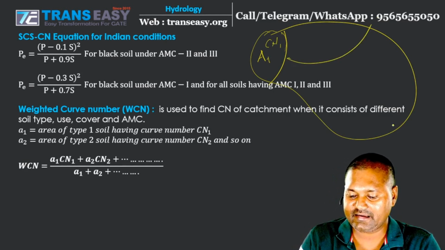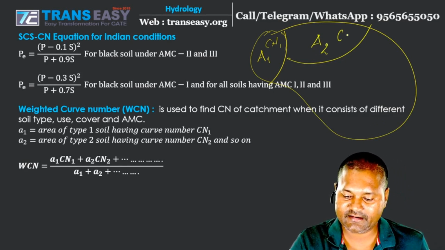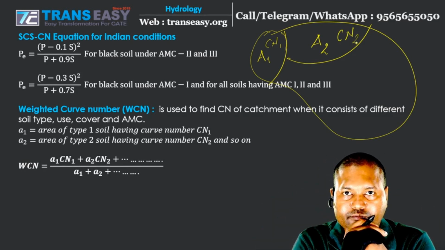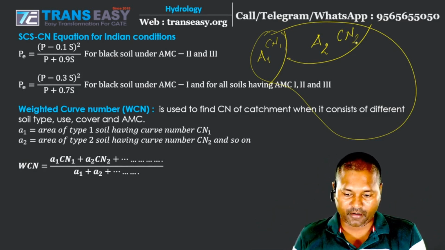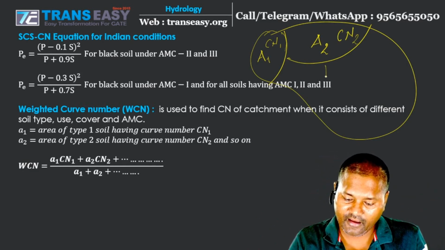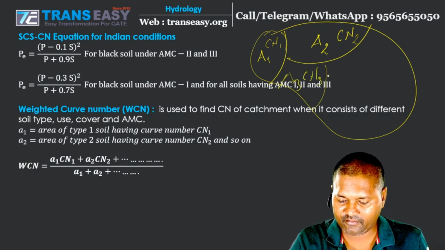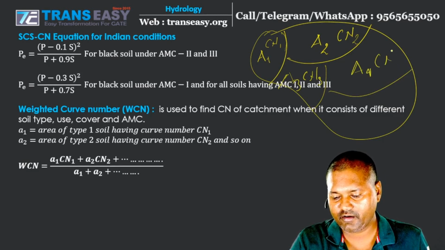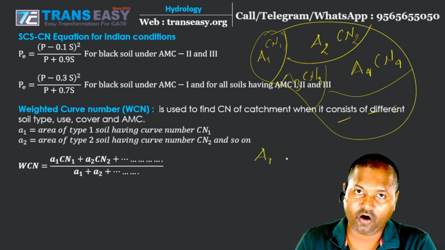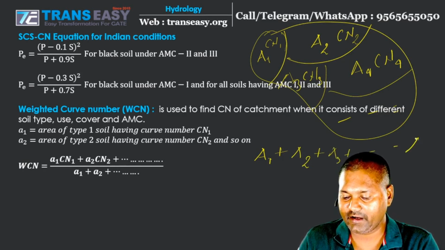Similarly, inside this catchment area A2 has curve number CN2 due to its different factors affecting curve number like soil type, cover, use, moisture condition. Similarly, we have A3, CN3, A4, CN4, dot, dot, dot. So if we add all these areas, we will get total area of the catchment.